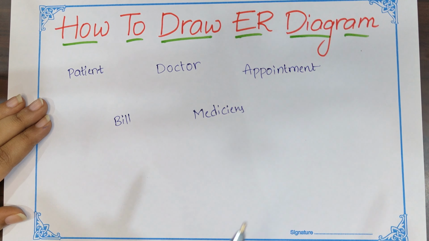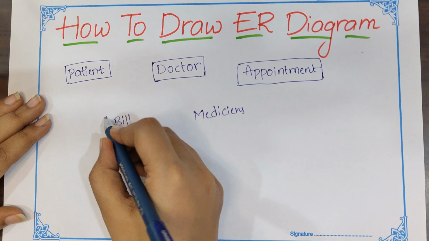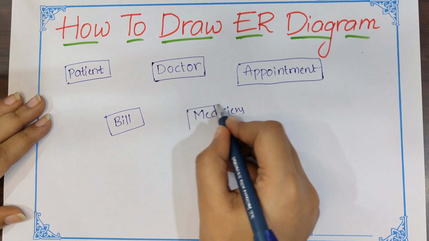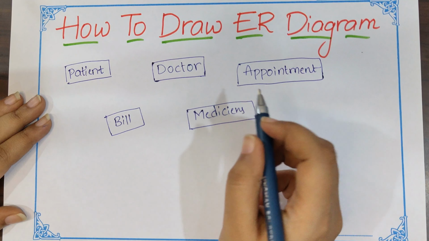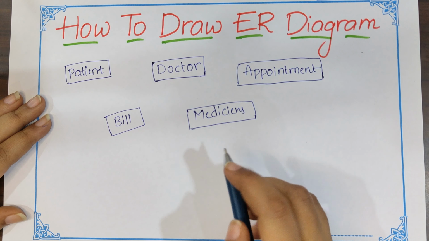So all these things can be considered as an entity because those are nouns and we don't have any further dividing into it, right? Patient cannot be divided further, appointment cannot be divided further, doctor cannot be divided further, bill and medicines, all these cannot be divided further. So these are nouns. After identifying all these entities, we then need to identify the information about each individual entity.